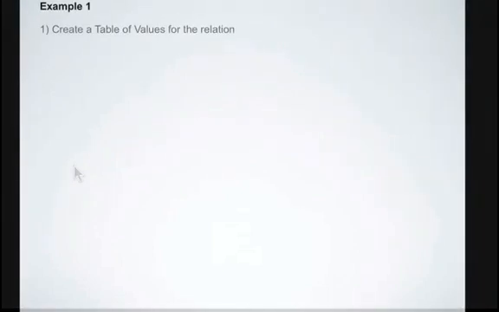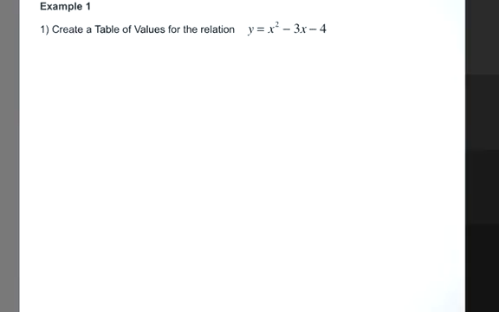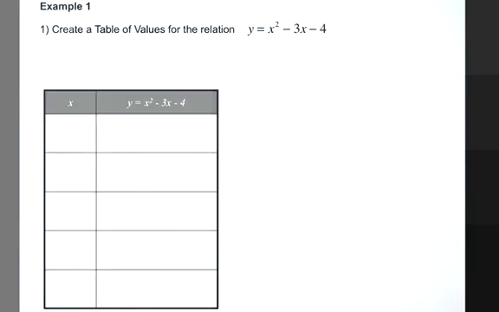Example 1. We're going to create a table of values for the relation y equals x squared minus 3x minus 4. Here's our table of values. We'll say that our x's that we'll be using will be -2, -1, 0, 1, and 2. Notice that we have a mix of both negative and positive numbers, and that the differences between each one, or the intervals between each one, is constant. They increase by +1.